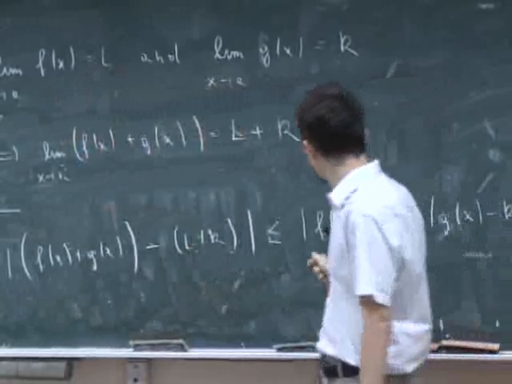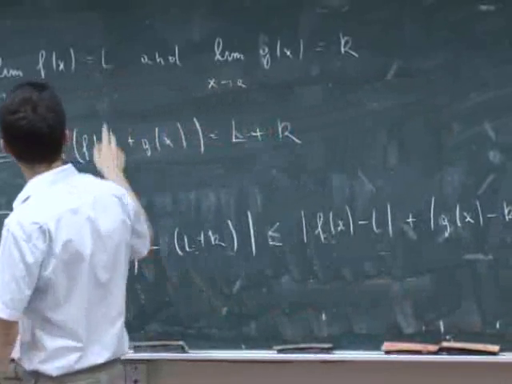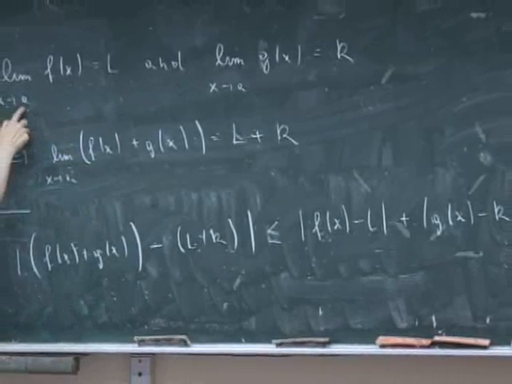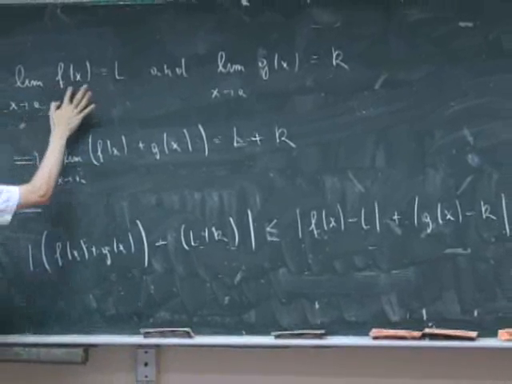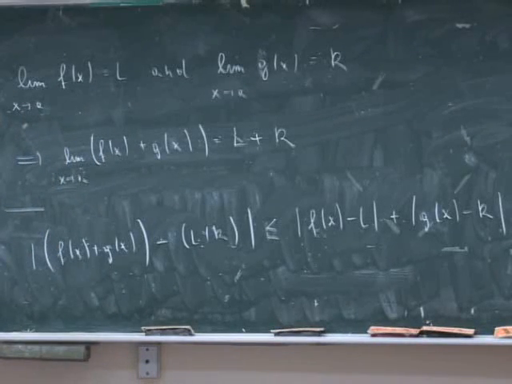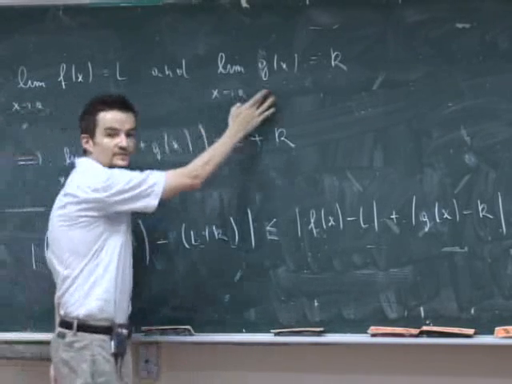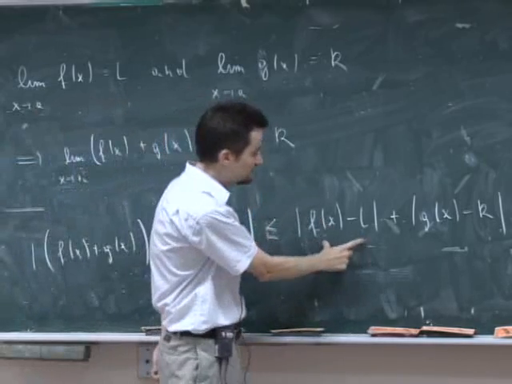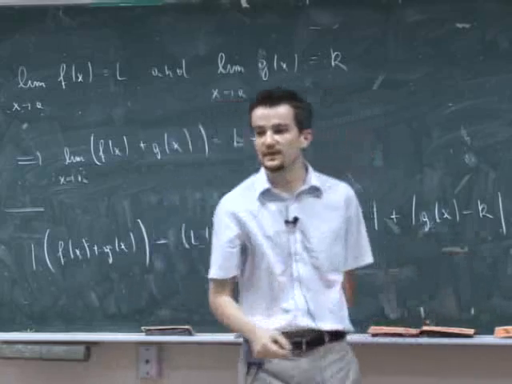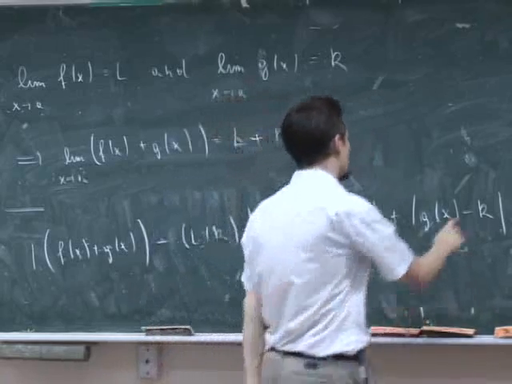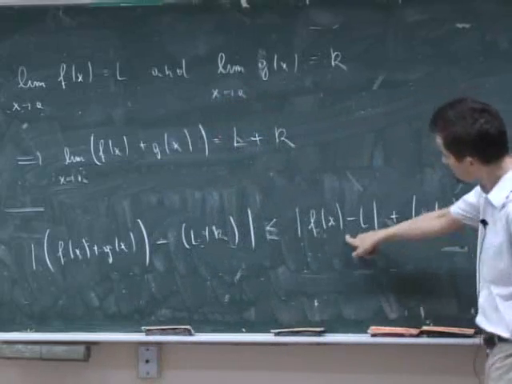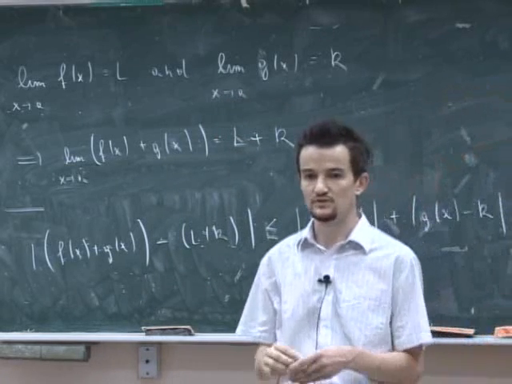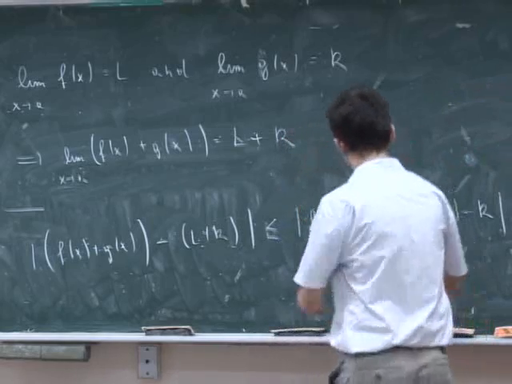So we know that for epsilon, we can find a delta such that if x is close to a within a delta distance, the difference between f of x and L will be smaller or equal than epsilon. And the same for here. So if we choose x close enough, this will be smaller or equal than epsilon, and this will be smaller or equal than epsilon as well. So everything will be smaller or equal than 2 epsilon. So if we start here with epsilon half and here with epsilon half, we will get smaller or equal than epsilon. Okay?